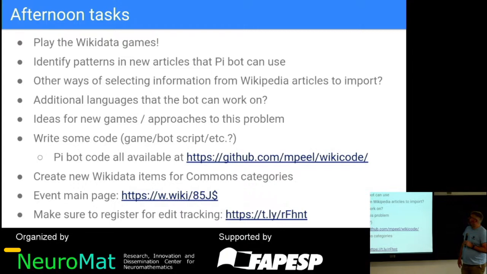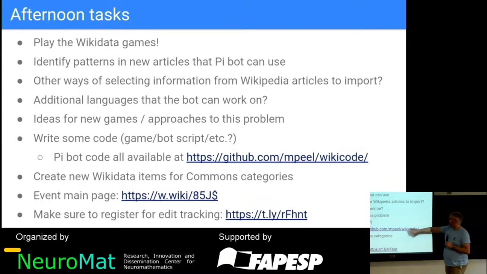If you're a coder, you can write some code. All of PyBot's code is open source. It's all on GitHub. If you want to make any changes to it, you're very welcome to do so. You can put in a pull request and I can merge it into the live code. If you want to do something different, you can always just copy that code and use it as examples. There was a previous Wikidata Lab I gave, which was talking about how to write PyWikibot code. If you want to go listen to that, I'll hopefully teach you a lot.